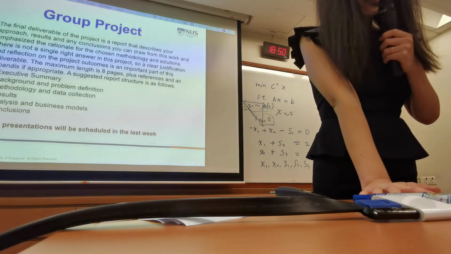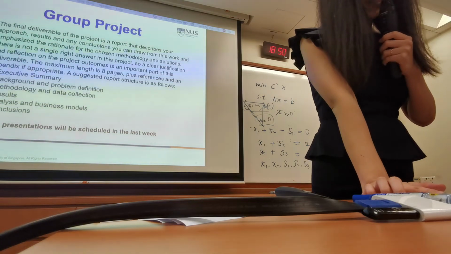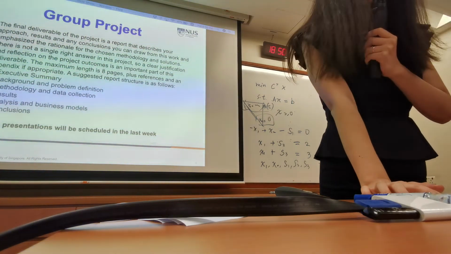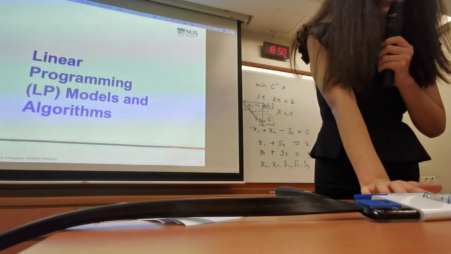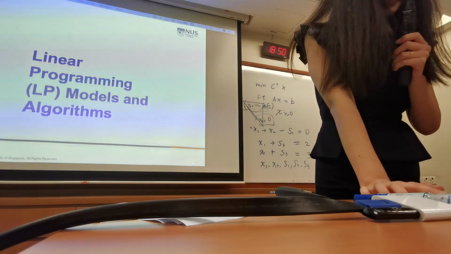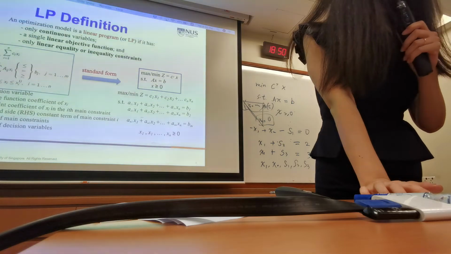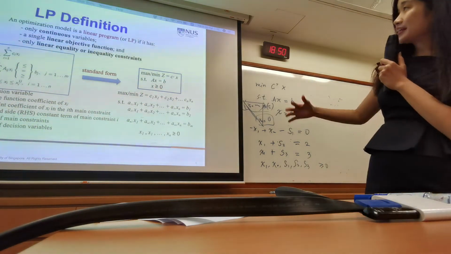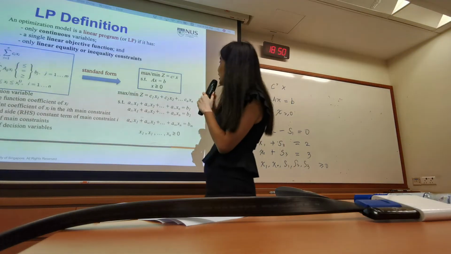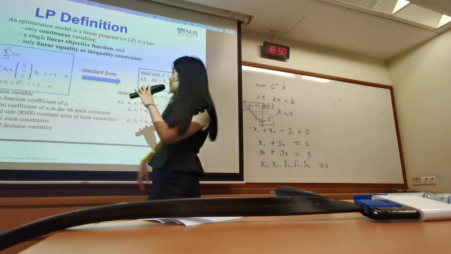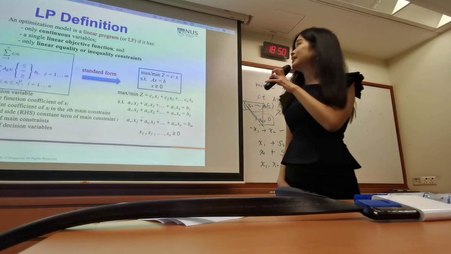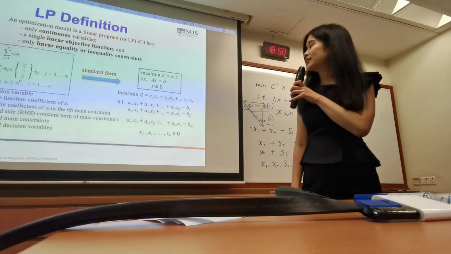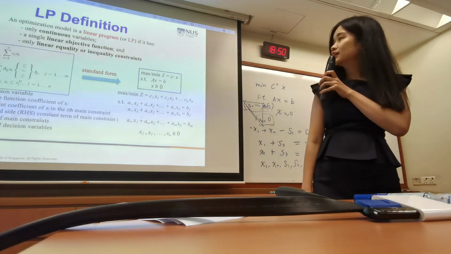All right. The details and the rubrics will also be released together with a statement. Okay, then let's continue with the slides. I think we don't have to go through all the definitions because we reviewed them already. But again, for LP, remember it's only continuous variables. It's only a single linear objective function, with linear equality or inequality constraints in those formats.